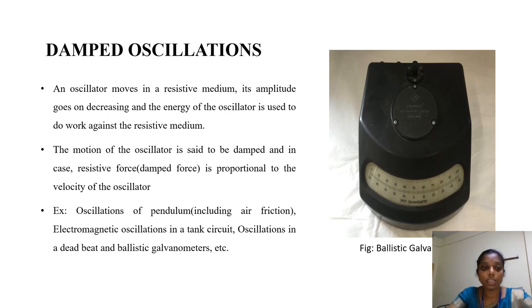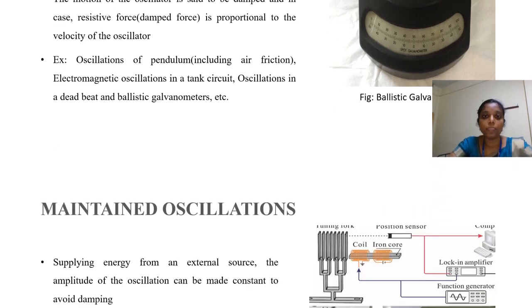Next, damped oscillation. In this oscillation, due to the external friction, the amplitude of the wave goes on decreasing and the energy of the oscillator is used to do work against the resistive medium. Examples for damped oscillations are oscillation of pendulum, electromagnetic oscillation in tank circuit, oscillation in dead-beat and ballistic galvanometer, all examples of damped oscillation.